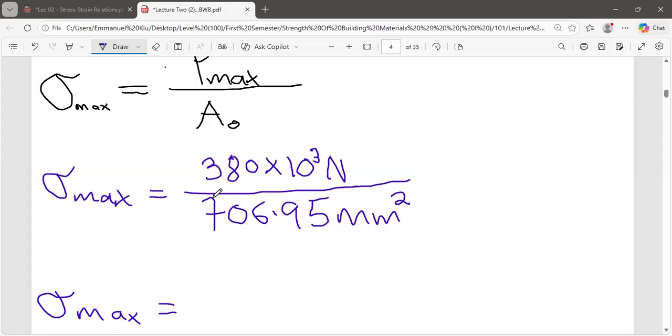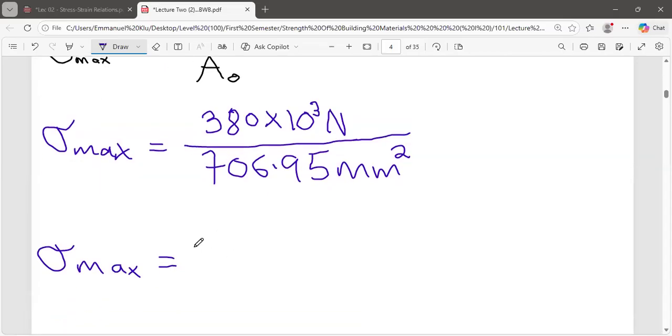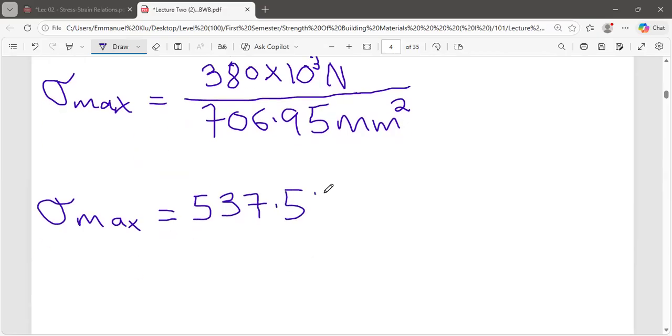706.95 millimeter squared. What are you going to get? What are we going to get? You're going to get 537.52. Thank you very much. That was a wonderful contribution. We are going to get 537.52. We can just write at least 4 decimal places, okay? 0.3. Now we say Newton per millimeter squared.